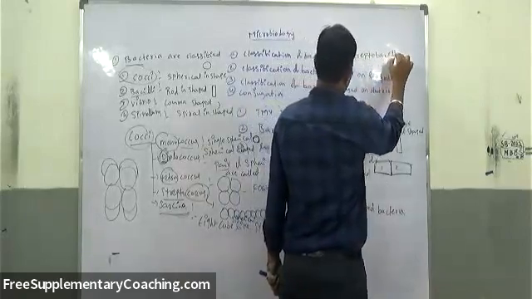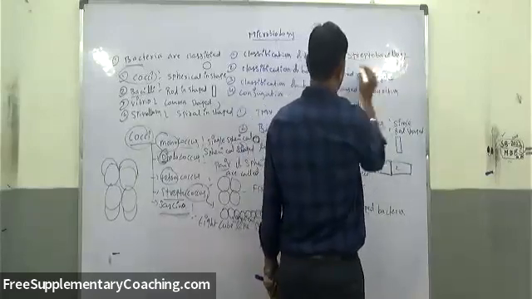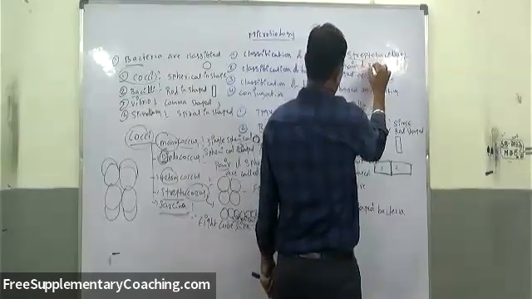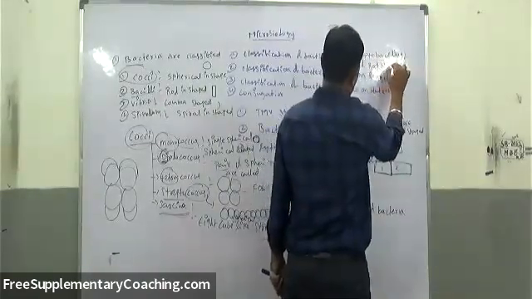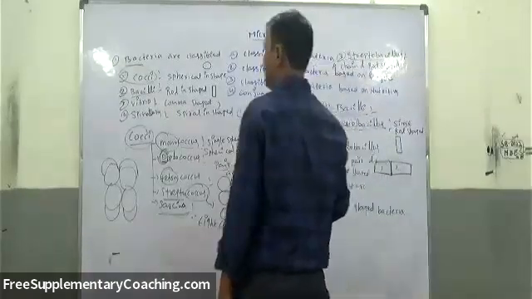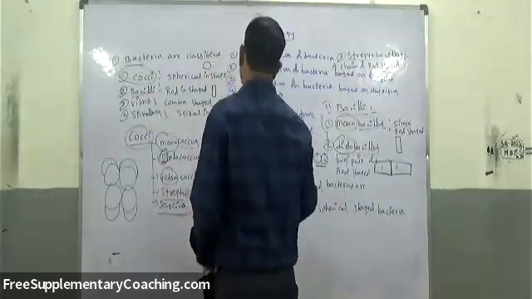Streptobacillus. Streptobacillus means a chain of rod-shaped bacteria. A chain of rod-shaped bacteria are called Streptobacillus. Okay. Then now Vibrio is a comma shape. Vibrio is a comma shape bacteria.